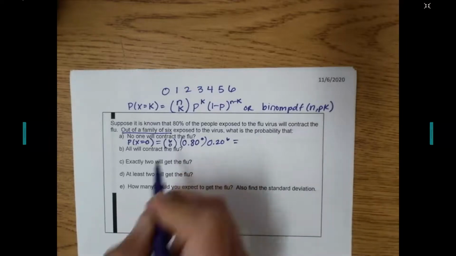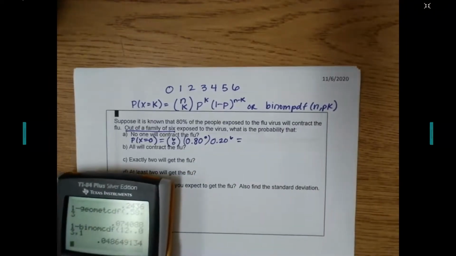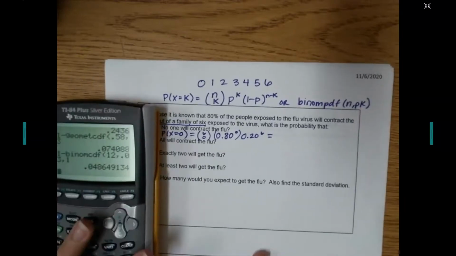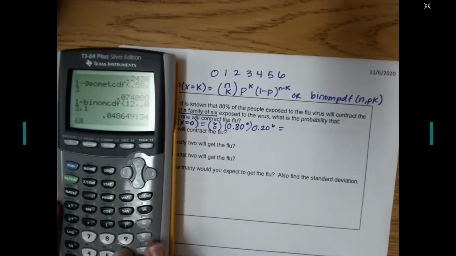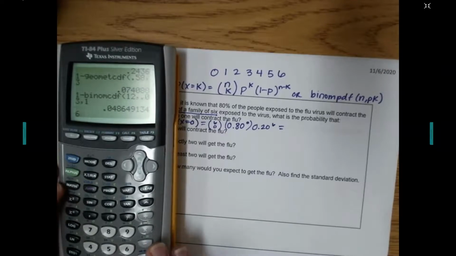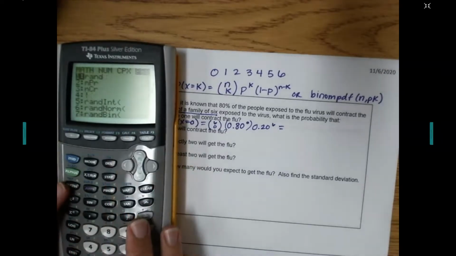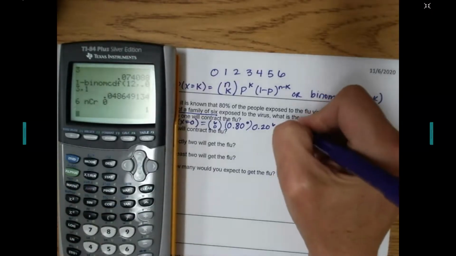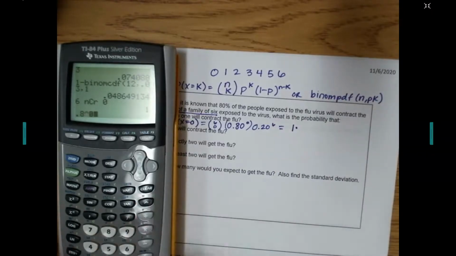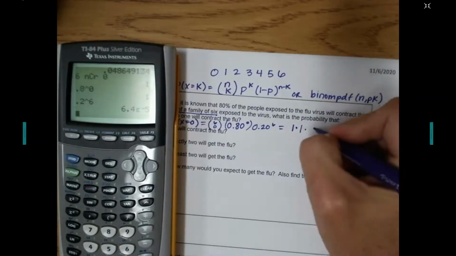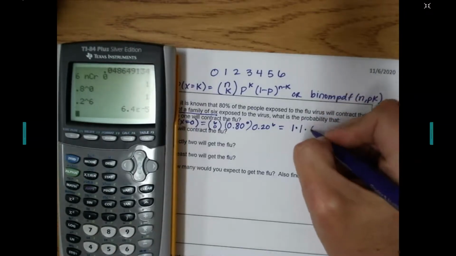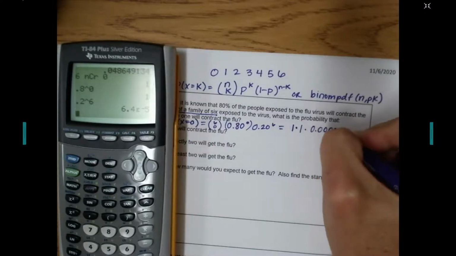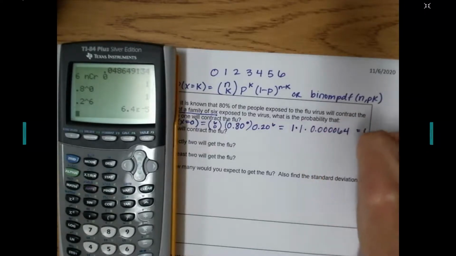Okay, 6 choose 0. Well, that's just going to be 1, because there's only one way I can have nobody get it, right? But just to practice that calculation, you type in 6, then you go pick up that nCr key. So you go to math, over to probability, there it is right there, and then 0. Okay, so that's just 1, times 0.8 to the 0, 1, times 0.2 to the 6th. Okay, so really small, isn't it? Unfortunately. So that's 0.0001 2 3 4, or you could write it 6.4 times 10 to the negative 5th, either way.